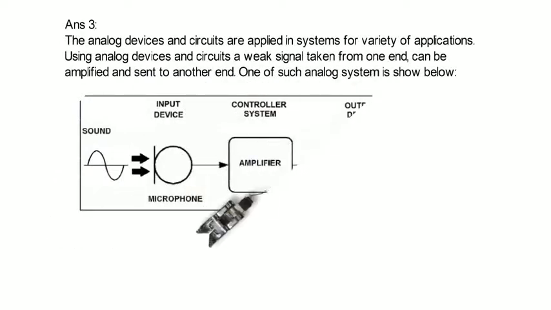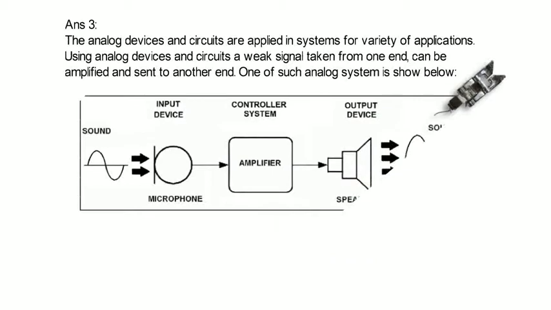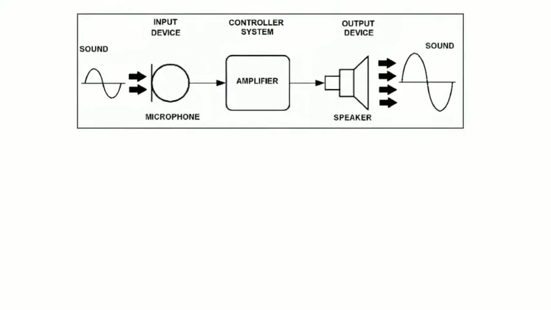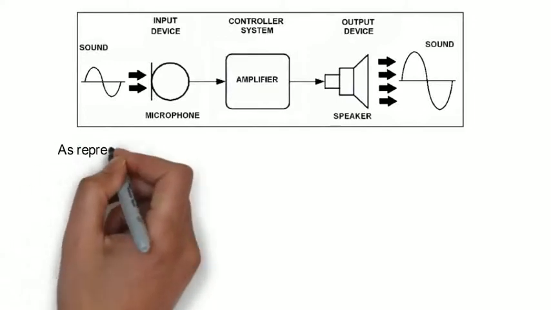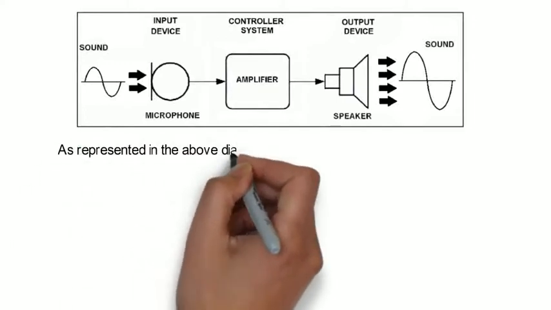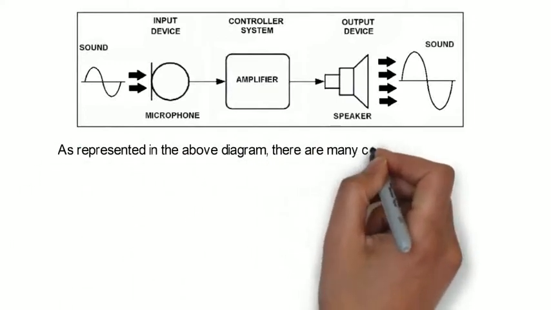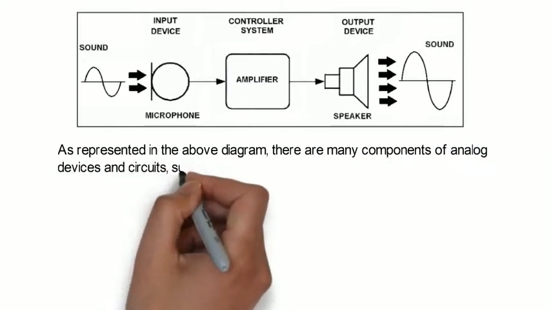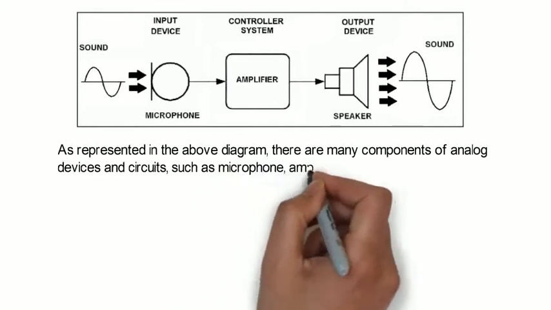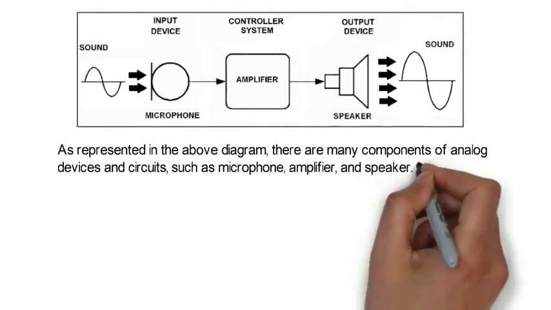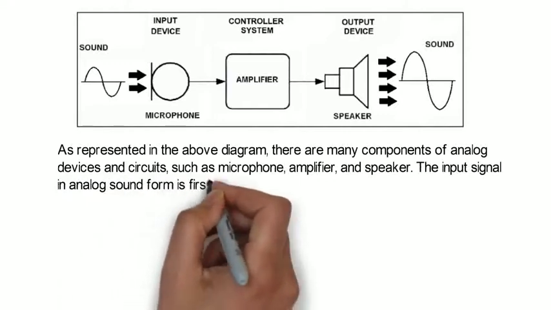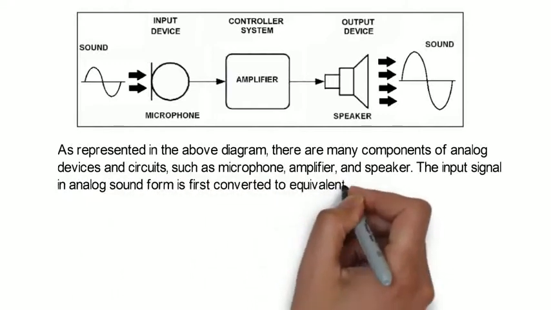As you see, many components are there. As represented in the above diagram, there are many components of analog devices and circuits such as microphone, amplifier, and speaker. The input signal in analog sound form is first converted to equivalent electrical form using a microphone.